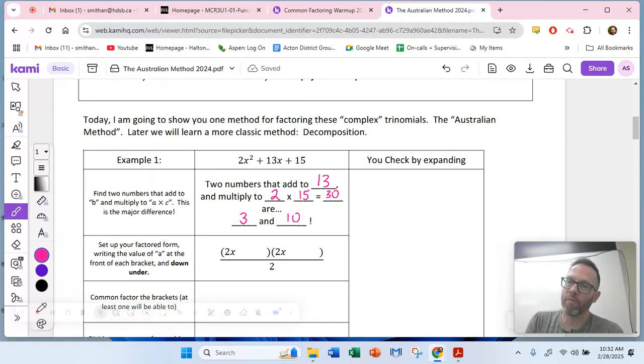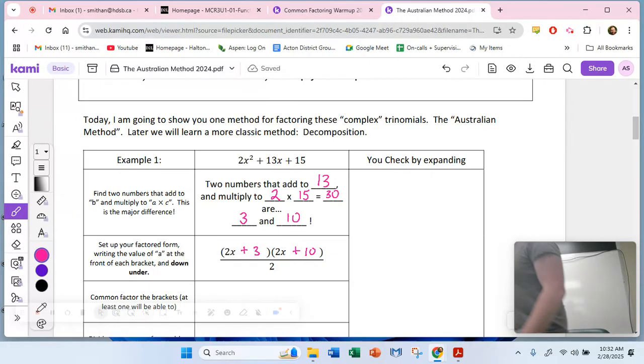But what do we do with those numbers? What we do is we set up a skeleton that's going to help us create our factored form, and it works out the same way all the time. You have two brackets. This time, because our a value is 2, you do 2x and 2x. And in addition, you put a 2, and this is where the Australian method gets its name, because you put the 2 down under, as they would say in Australia. So you get the joke, Australian method. You also put a 2 down under. That's the last time I will attempt that. And we take our two numbers, 3 and 10, and we stick them in these brackets, plus 3 and plus 10.